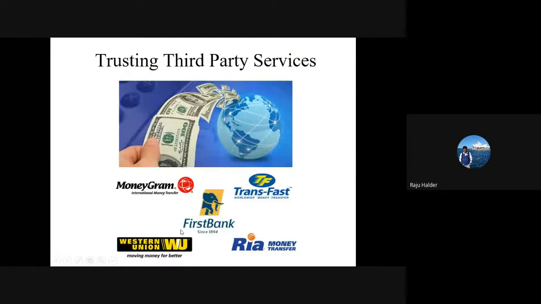So for example, if I send 1,000 euro from abroad, maybe 5 euro will be given as charge for their services. So here the basic question comes: it's your money, and you are sending your money from your abroad account to your account in India. So why are you dependent on a third party, and why are you paying that extra service charge to this third party?